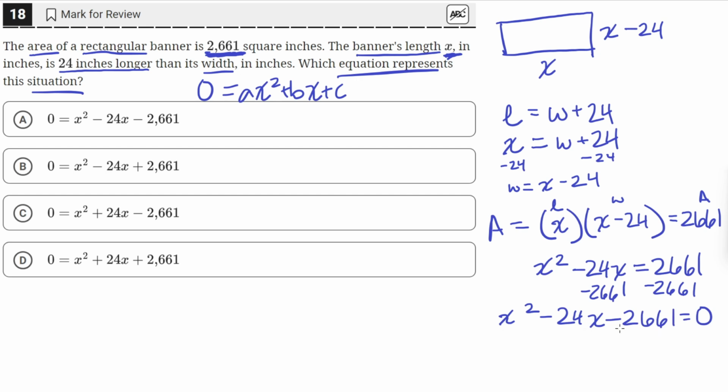So this quadratic represents the situation here, which is the area of the rectangle in terms of the length x and the width, which is 24 less than the length. So the correct answer here is answer choice A.